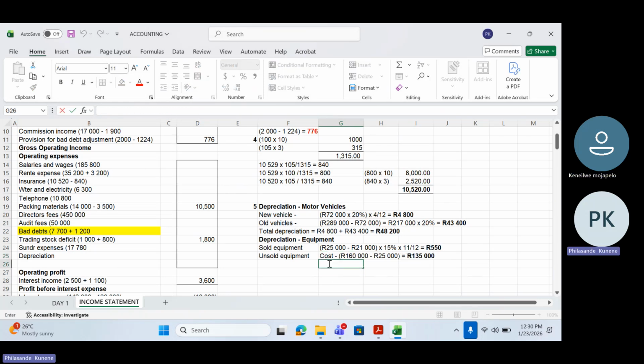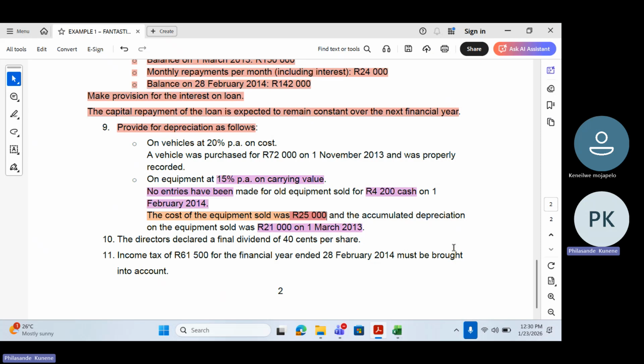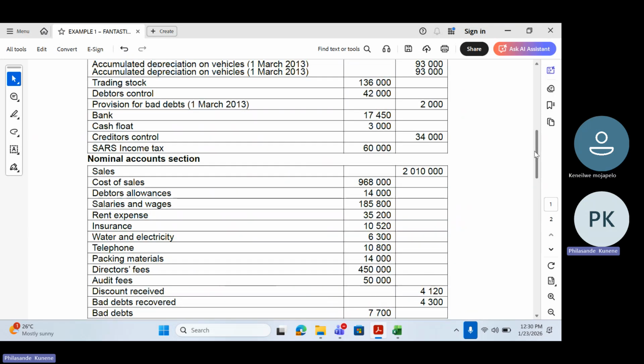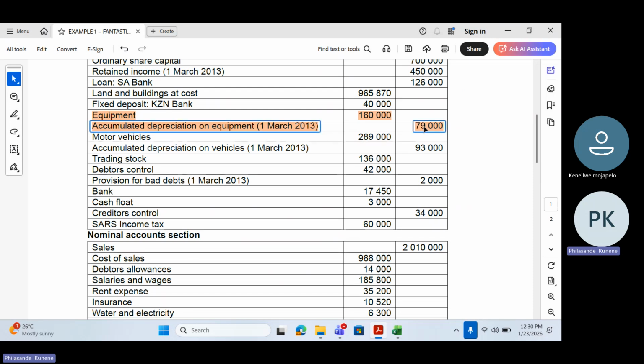Now let's get the accumulated depreciation after removing also the accumulated depreciation of the asset sold, because now we know they gave us the cost of the equipment sold was 25,000 and the accumulated depreciation on the equipment sold was 21,000 on 1 March 2013, and that's exactly the one we need. So which means now I'll go to the one on the trial balance. How much is it? 79, yeah?